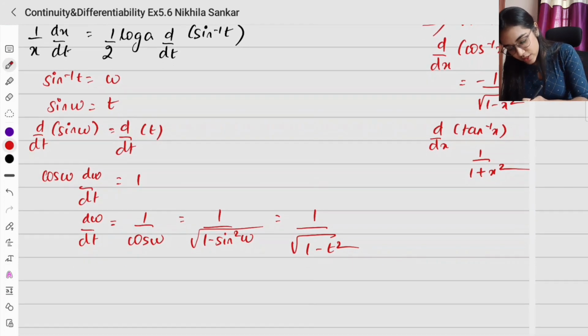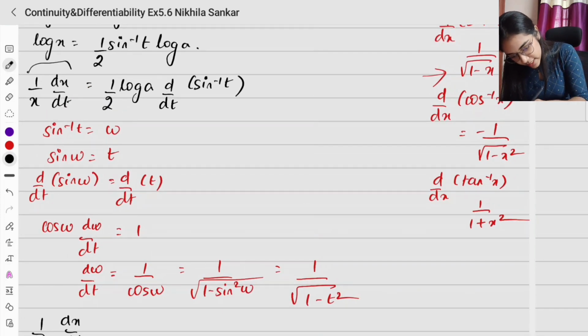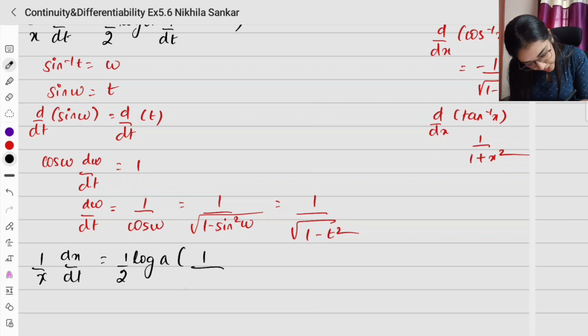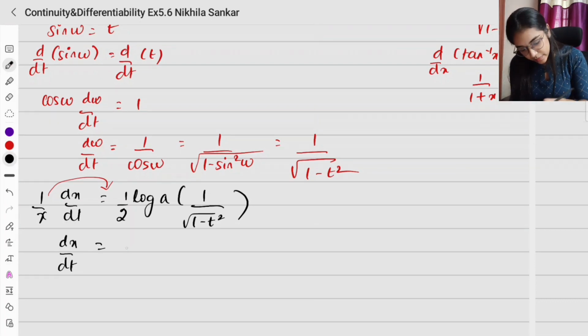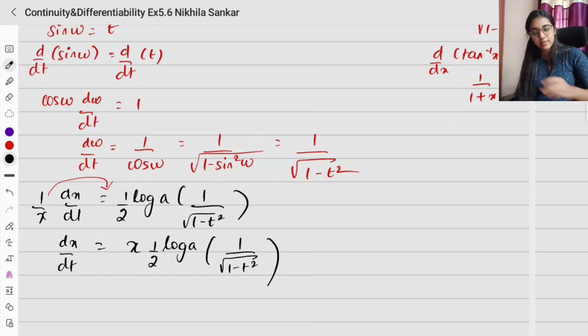So what will be my dx by dt? So 1 by x dx by dt is half log a times 1 divided by square root of 1 minus t square. Taking the x to the other side, I have dx by dt equals x times half log a times 1 divided by square root of 1 minus t square. So this is my dx divided by dt.